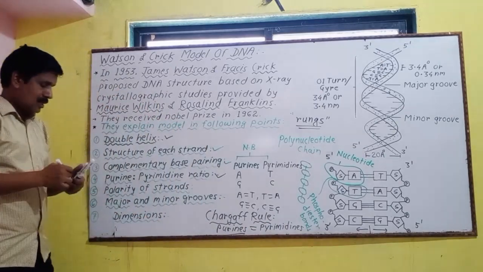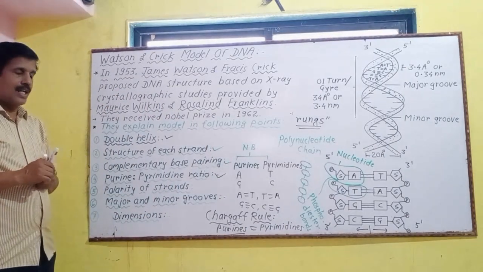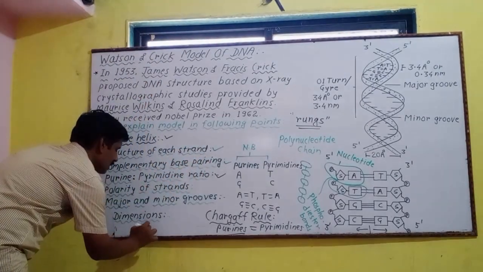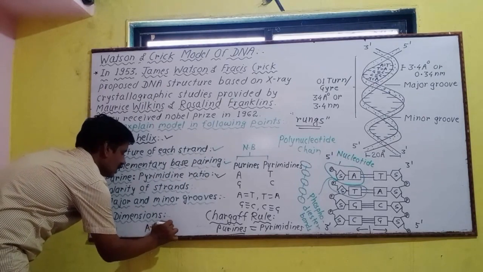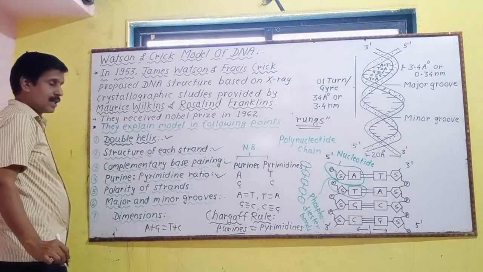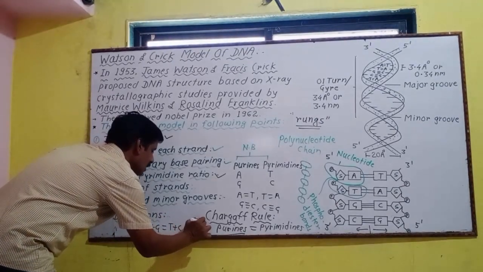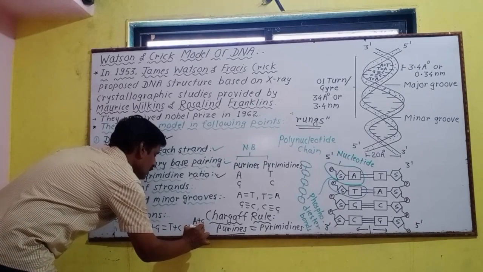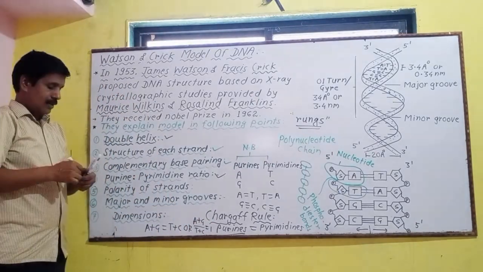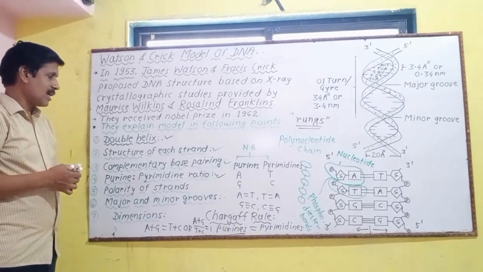It means the purine nitrogen bases are equal to the pyrimidine nitrogen bases. That is, A plus G is equal to T plus C, or you may say A plus G upon T plus C is equal to 1. This means that in the case of DNA, the ratio of purines and pyrimidines is equal.